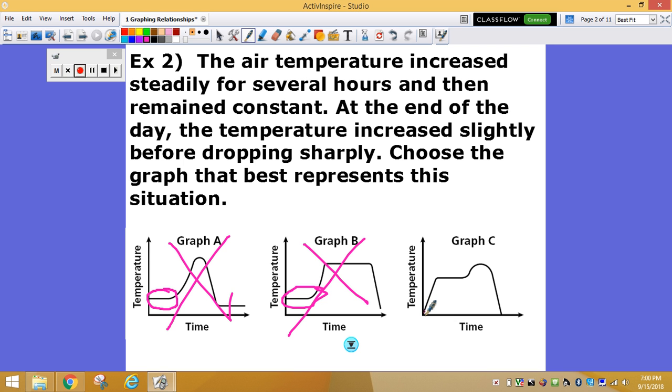So this is the temperature rising for several hours, and then it remains constant. That's this flat part. It's staying constant. Then it increased slightly, so there's the increase slightly, before dropping sharply, and then it ends with dropping sharply. So for this one, graph C was the best.